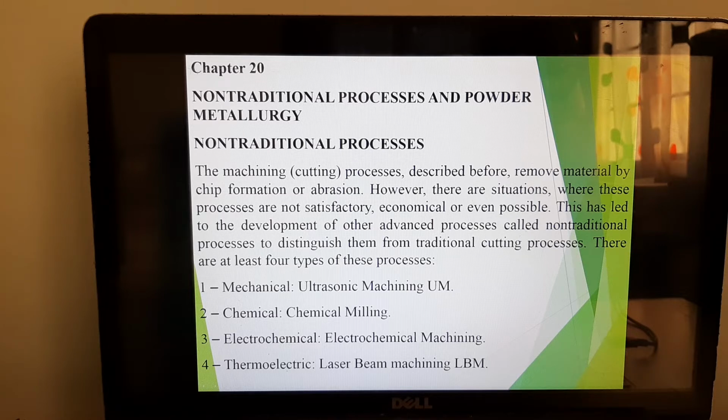Manufacturing processes students. Okay, so today we're going to talk about a new topic, non-traditional processes and powder metallurgy. If you recall, all this while we were talking about the traditional processes in manufacturing. We spoke about metal cutting, sand casting, lathe, milling, drilling, die casting, hot chamber die casting, cold chamber die casting, low pressure casting. We spoke about welding, abrasive grinding, hot working, cold working.